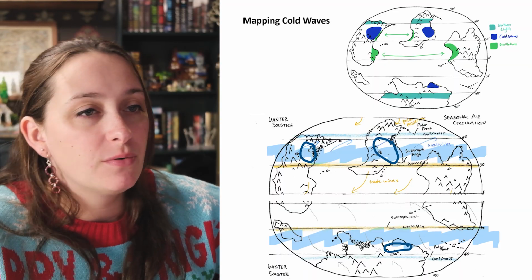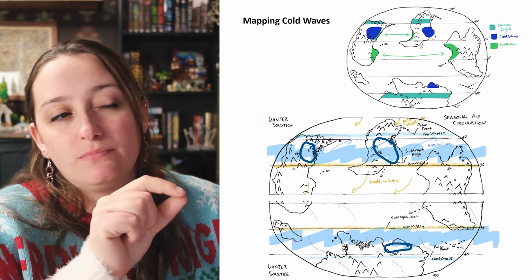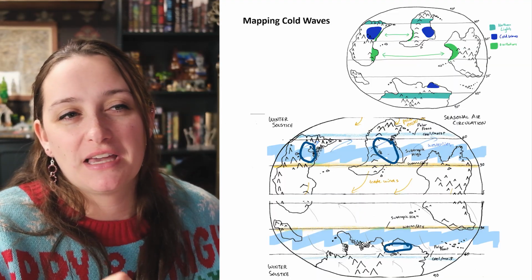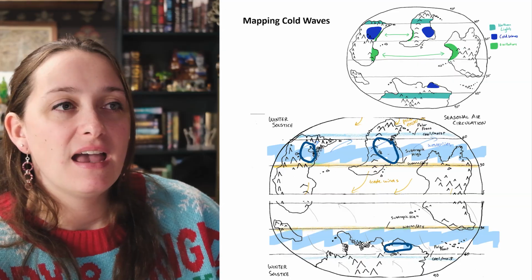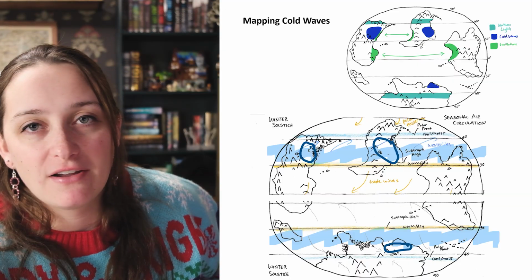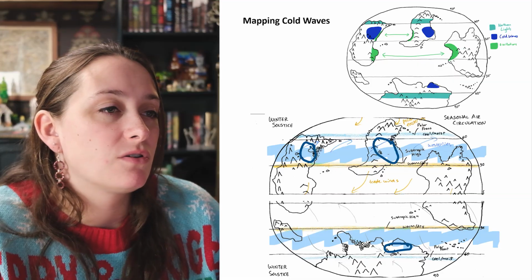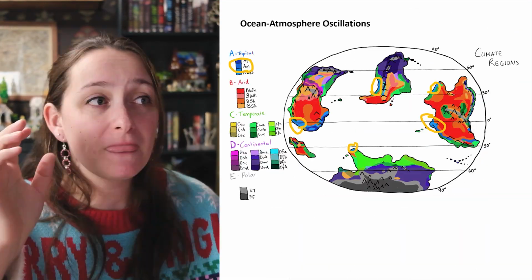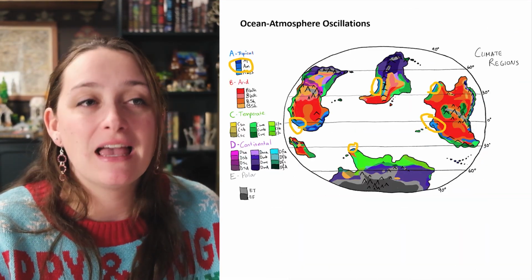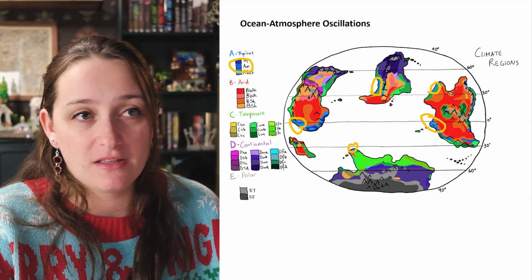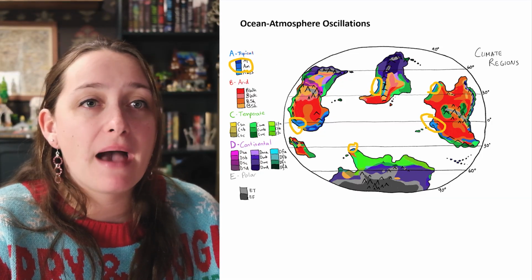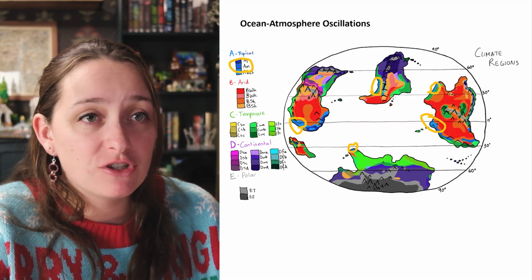And the blue is kind of just circling, the dark blue circle is circling the eastern sides, and then you can see on the higher up map where I have the cold waves mapped, those are there in blue in those regions. Ocean atmosphere oscillations. We have already covered seasonal monsoons through the process of making our climate maps. These are our AM climate regions.